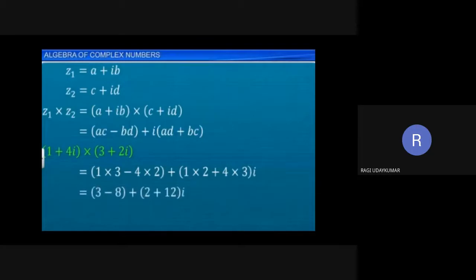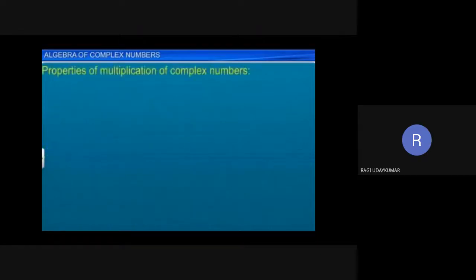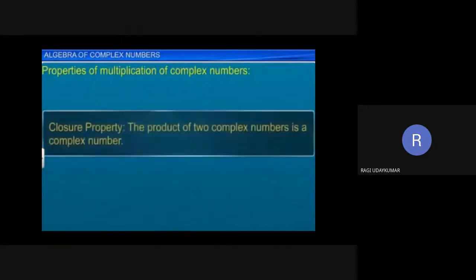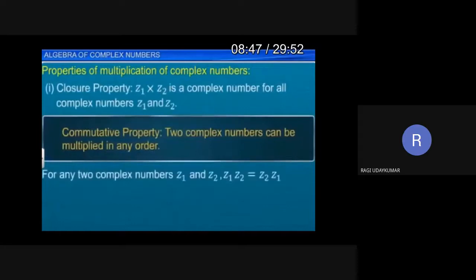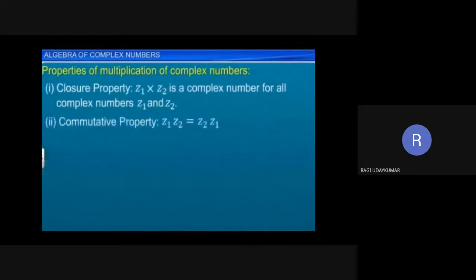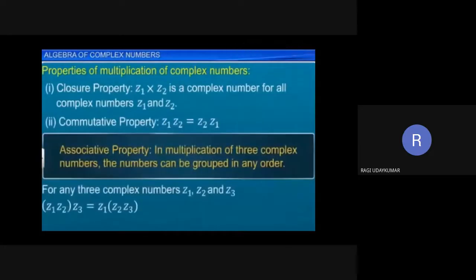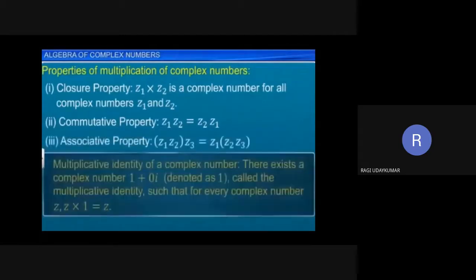So don't try to remember blindly. (3 minus 8i), 2 plus 12i. Whenever you consider the result, we are again getting a complex number. So the product of two complex numbers is also a complex number. So the properties: it satisfies the closure property, the commutative property, and the associative property also. Okay, this is called the multiplicative identity.